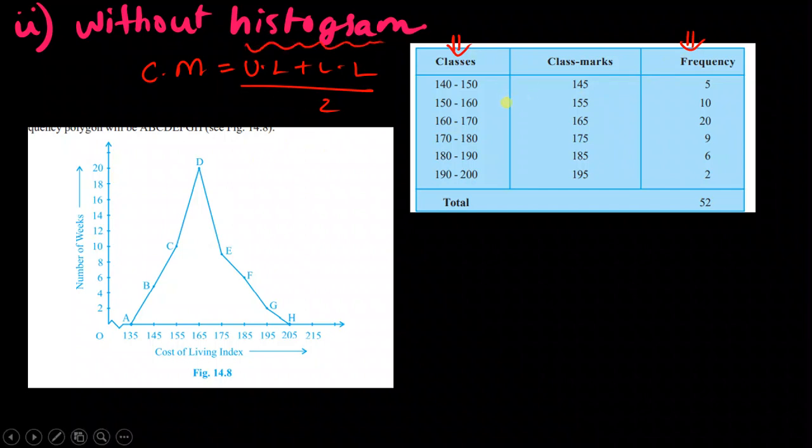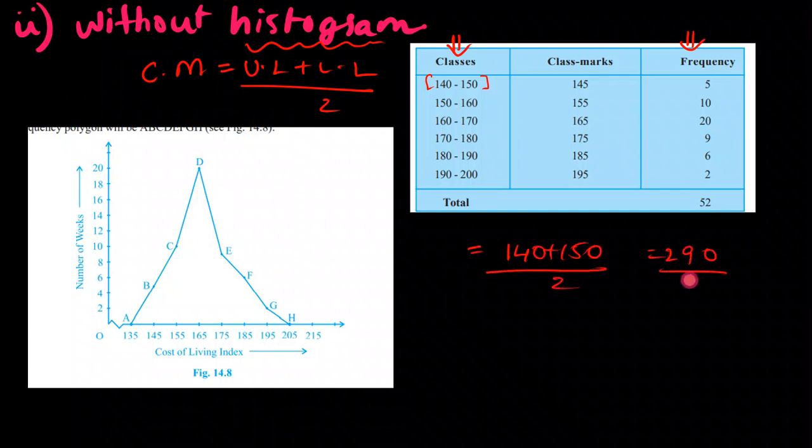Now you have to construct the frequency polygon without the histogram. For this you need to find out the class mark of each interval. Suppose for 140 to 150, the class mark would be 140 plus 150 divided by 2, which will be 290 by 2, which will be 145, right? So class mark is 145.